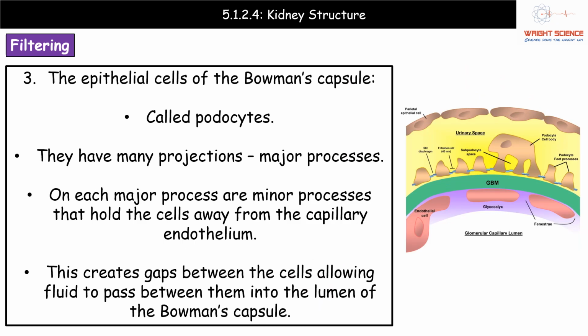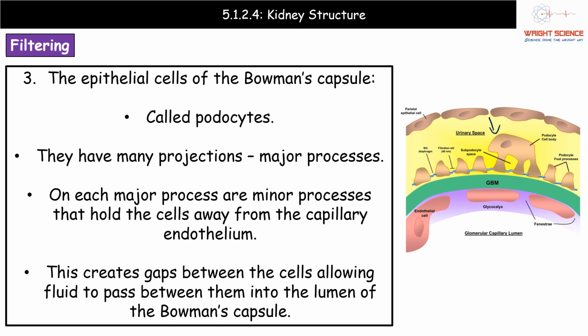Third section is our epithelial cells of the Bowman's capsule, and these have a little special name. So these little structures that make up the epithelium is the podocyte. Now, podocytes are basically these little things that almost look like little feet sticking off the cell. So you can see it in the diagram over here. So we've got our podocyte, and then it's got these little protrusions, which are called projections. And we've got those major processes, which are the large ones. And then those major processes have minor processes on them.